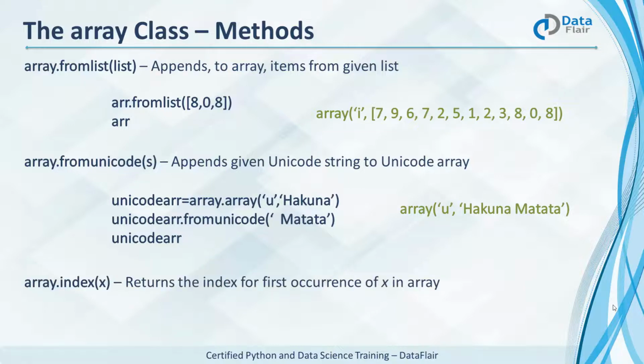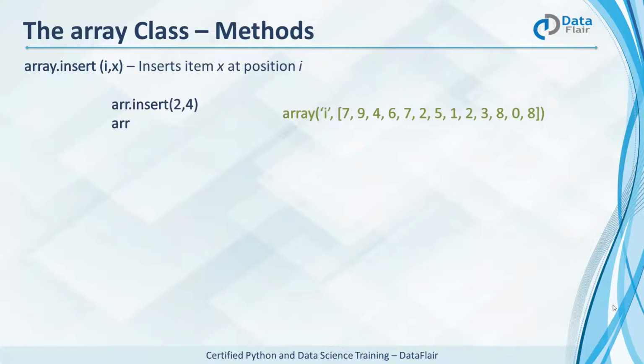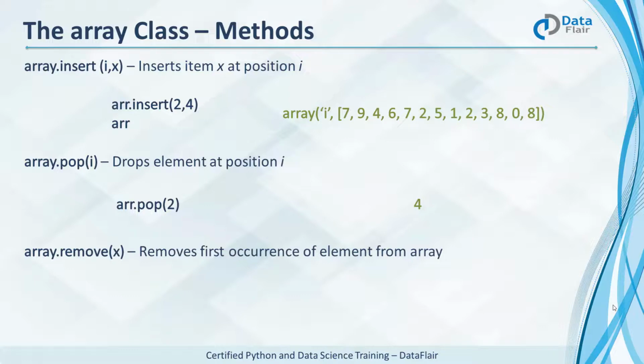The index method tells you the index of the first occurrence of an item in the array. 8 first appears at the index 9 and then at 11. Now if you need to insert an item at index i, use insert. Insert 4 at position 2. Pop lets you remove the element at index i. Let's pop what we just added. Remove, unlike pop, only removes the first occurrence of an item. Removing the value 8 removes that at position 9 and not that at position 11.